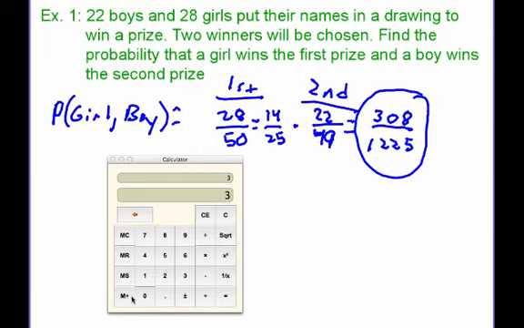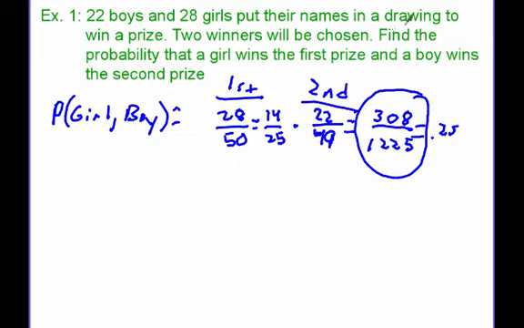All right? And let's see what that is as a decimal. 308 divided by 1,225 is roughly 0.25 or 25%. So, the way we did this, we just found the probability that a girl wins a prize. It's 28 out of 50, which is 14 out of 25. Then we took that girl's name out of the drawing, which reduced our total number of options to 49. There are 22 boys still, so 22 out of 49. Multiplied our two probabilities together to get 308 over 1,225.